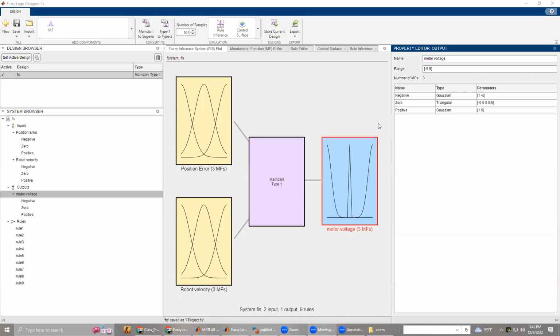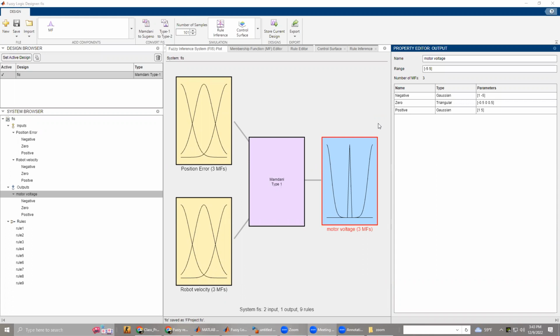Hello, today we're going to be looking at the fuzzy logic code for the problem described in the report. As a recap, we want our robot to distance itself from a target by a certain amount.